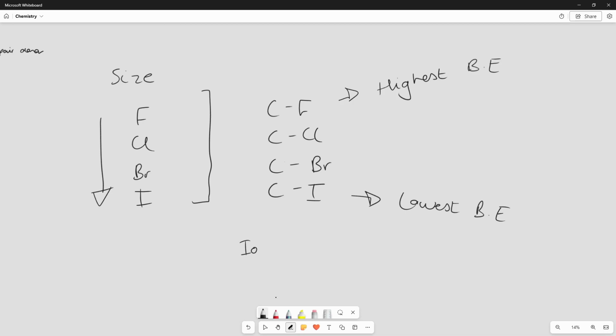So that means iodoalkanes react faster than fluoroalkanes. So fluoroalkanes are the slowest because they have the strongest bond and the highest bond enthalpy, then chloroalkanes, then bromoalkanes, then iodoalkanes, which have the lowest bond enthalpy. That means it's substituted more easily, the bond is broken more easily because the bond is weaker.